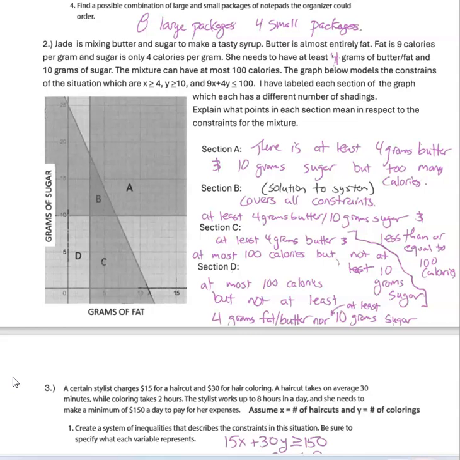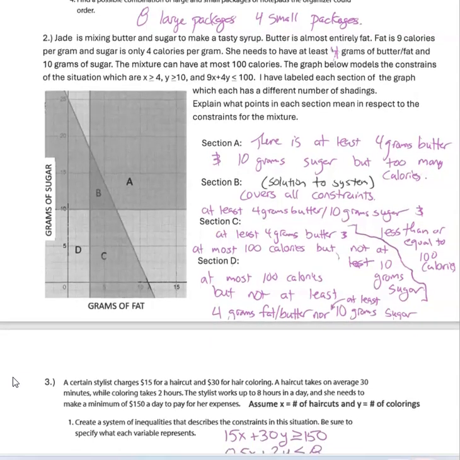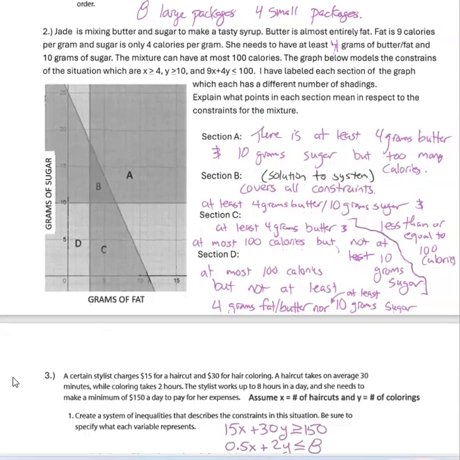C is going to be shaded by 2 of the things. That one is going to be at most 100 calories, and it is also going to be at least 4 grams of butter, but it doesn't have enough sugar in it. And then the last one, D, is going to be at most 100 calories, but it does not cover the constraint that is talking about fat and sugar.